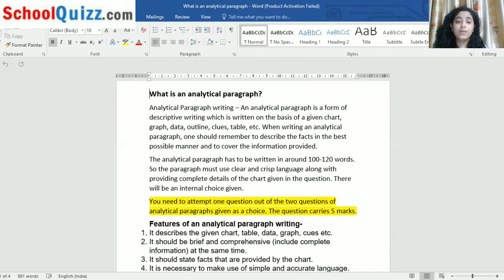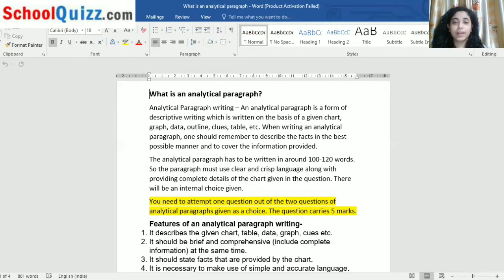I'm reading once again, analytical paragraph writing. An analytical paragraph is a form of descriptive writing, means we will write in detail, which is written on the basis of given chart, graph, data, outline, clues, table, etc. When writing an analytical paragraph, one should remember to describe the facts in the best possible manner and to cover the information provided. He has to cover whatever information is provided to you.